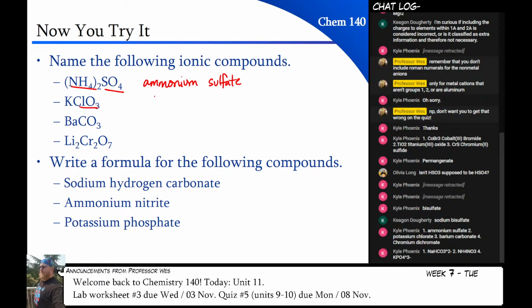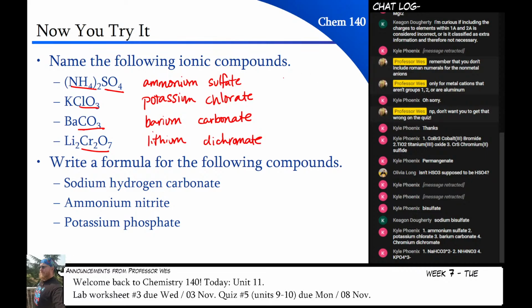This right here, ClO3 with a minus charge on it, is chlorate. So this is potassium chlorate. This is carbonate. So we've got barium carbonate. And then this is dichromate. So we have lithium dichromate.